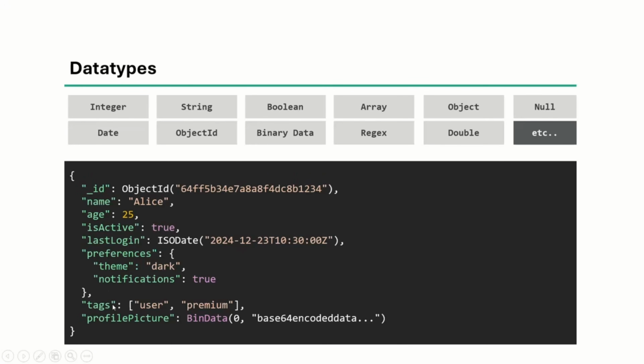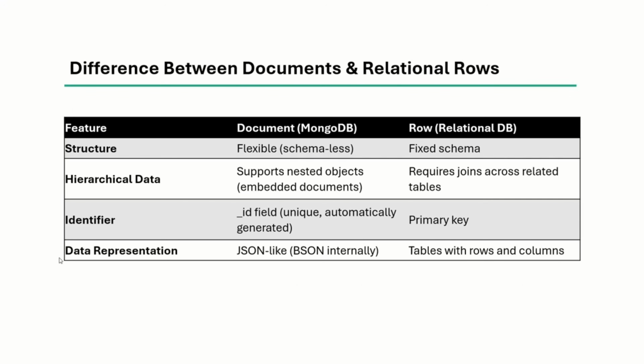Okay, this tags field is assigned an array, and this profile picture is assigned the binary data type. BinData is used to store binary data, and we are going to talk about this in great detail in our coming lectures. But the point to understand here is that BSON supports many more data types than JSON. And since MongoDB uses the BSON format for storing data, we can say that MongoDB supports a rich set of data types.